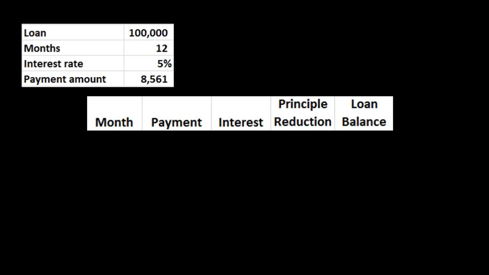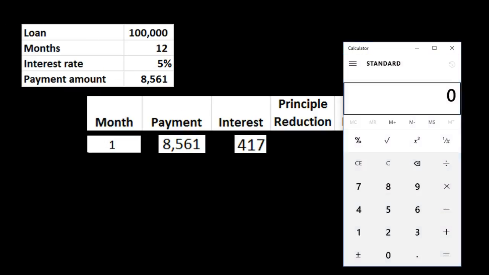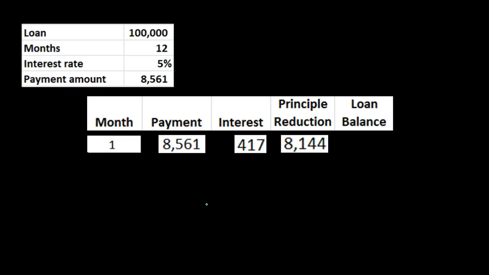For example, if we have an annuity table set up something like this, the first payment is going to be that $8,561. We can then calculate the interest. How? We're going to take the principal amount, in this case the $100,000, times the 5%, which is 0.05. That would give us interest for a year. I need interest for a month, so I'm going to divide that by 12, and that'll give us approximately $417. That means that with the payment of 8,561 minus the 417, the principal amount would be this 8,144.